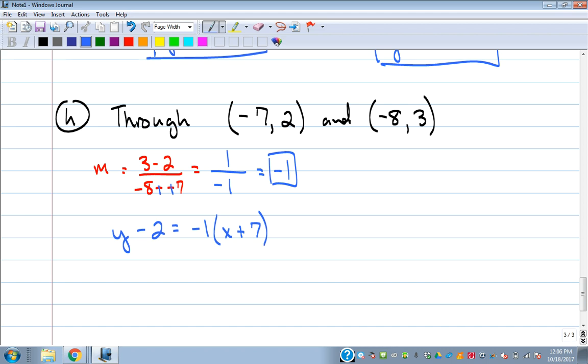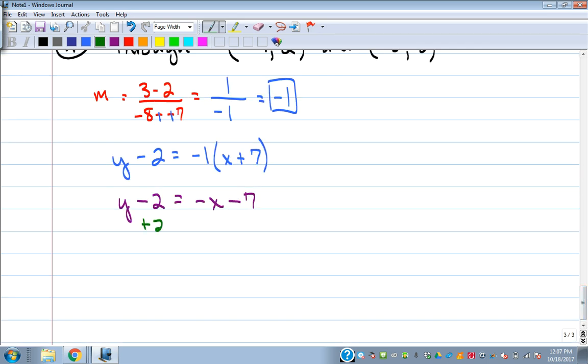Now what? Distribute. What are we distributing here? -1. So it's just going to change the signs of everybody in the parentheses. So it's -x. Technically, if you wrote a -1 in front of that, it's not wrong. I wouldn't count it wrong at all. That's correct. But I'm just going to write -x minus 7. And then here we have y minus 2. What's the next thing to do there? Add 2. And y by itself, -x. What's -7 plus 2? Minus 5.